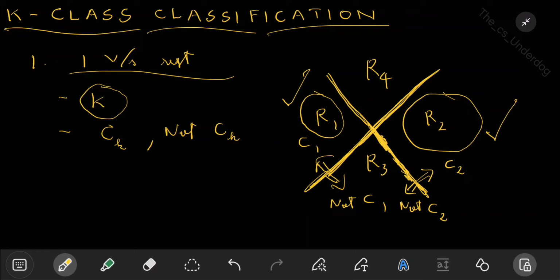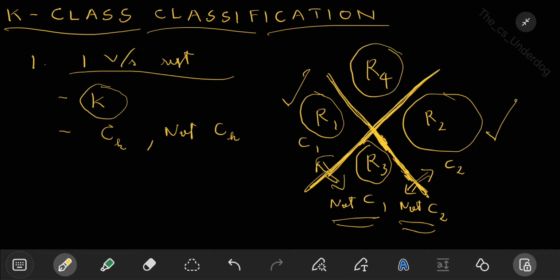What about the region R3? Think about R3. Here, according to the first decision boundary, it is not C1. And according to the second decision boundary, it's not C2, which means it's not in either of the classes. And let us say we are considering that there are some areas which do not belong to class C1 or C2. So in that case, okay, R3 is also fair.